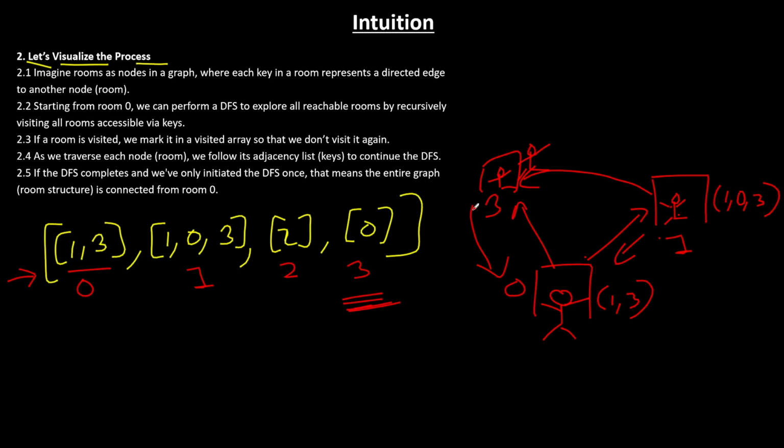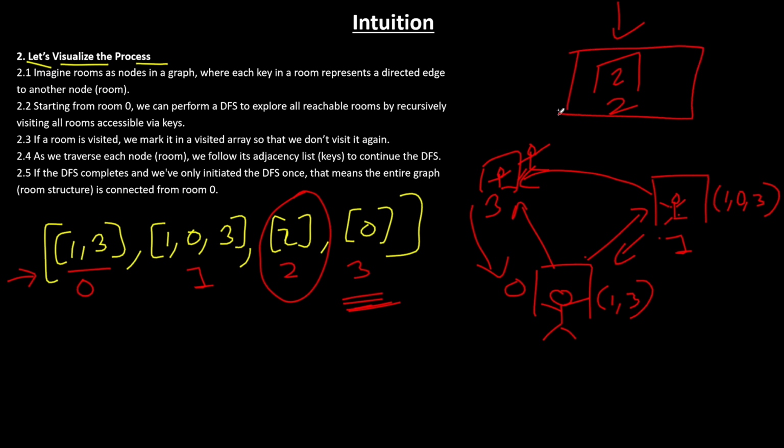Now, where is room number 2? Suppose room number 2 is here, but you are not able to access this particular room, right? For entering this room, you might have to come from somewhere else and enter here. So this is a disconnected component in the given graph. So in the given graph, we actually have two components.